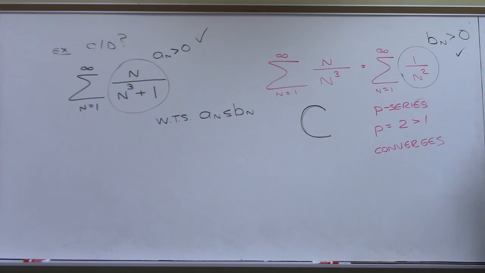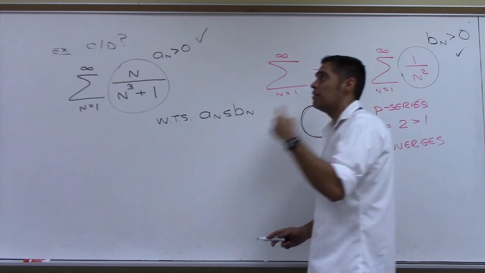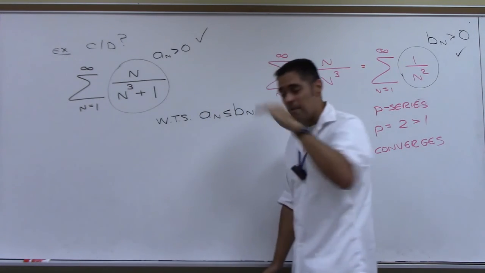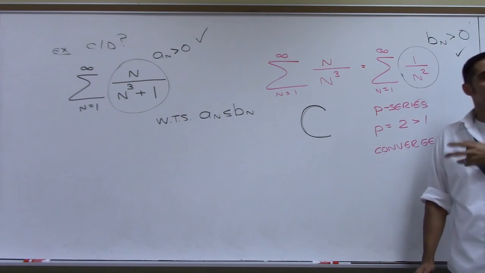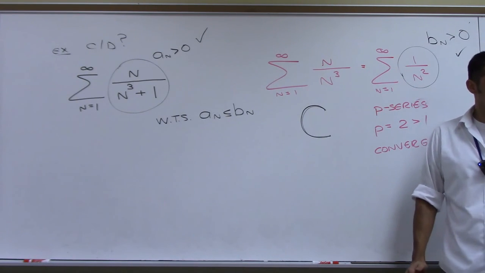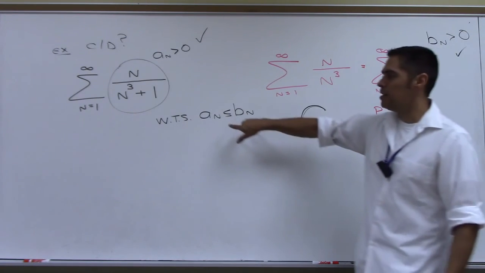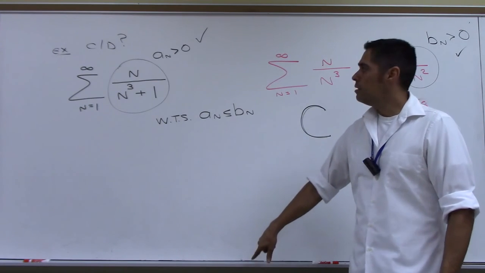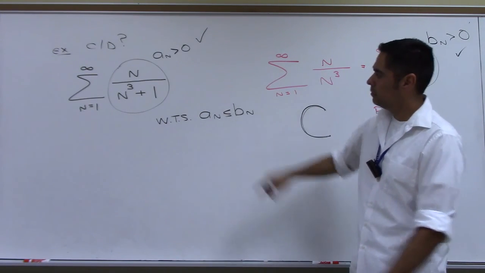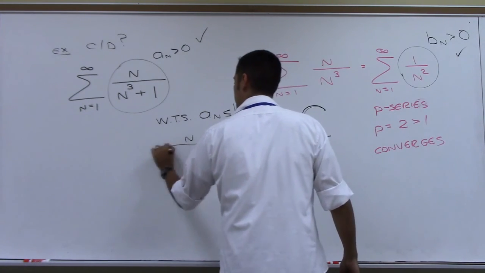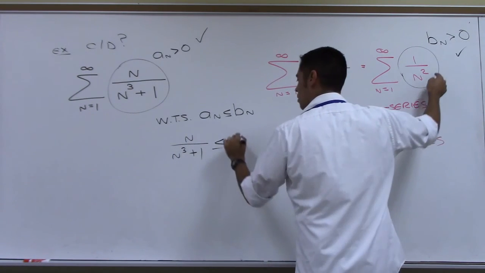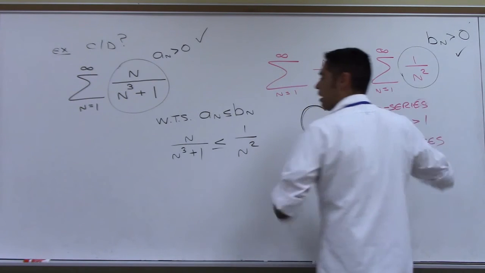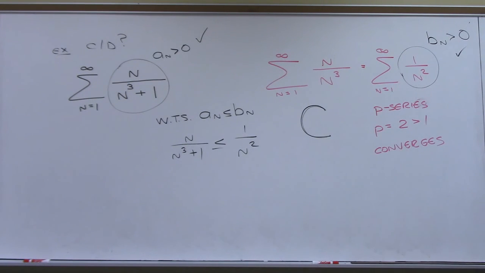Now, how many of you did that homework where I told you to look at those ones where it was the bounded monotonic? I said, watch the video. I said, you won't realize why you need to do this later on, and we'll have to do it. This is why. It's to set up this inequality and be able to work through it. So what is a sub n? n over n cubed plus 1. I need to show that that's less than or equal to 1 over n squared. If I can show that, I'm done.